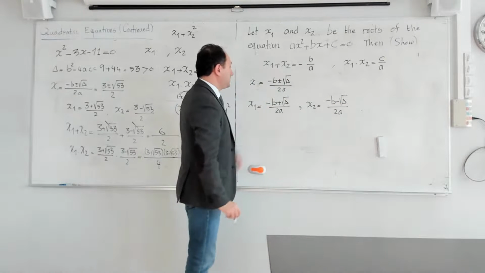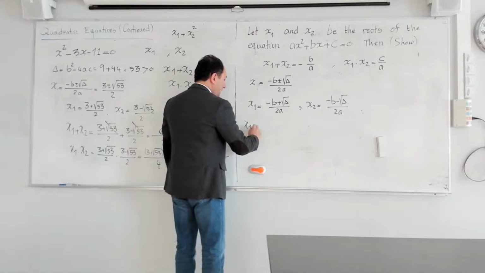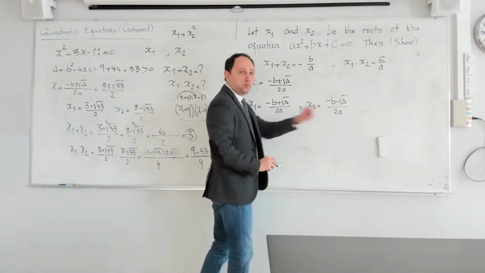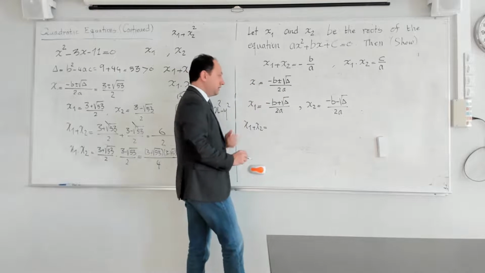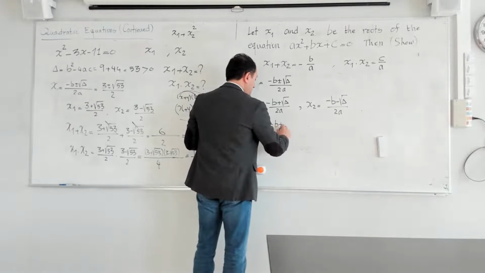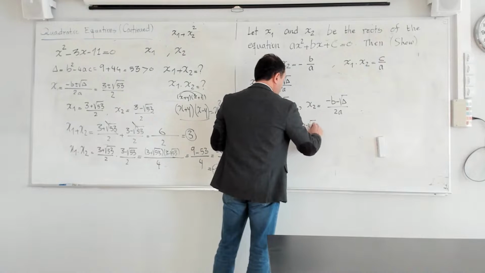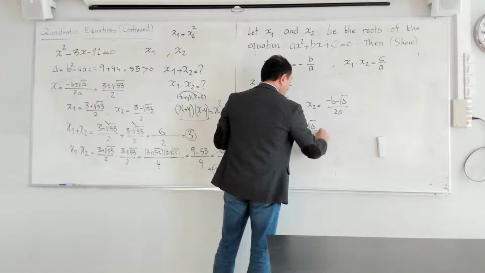Okay, the first question is very simple. I want to add them. So it means that I have to add these two, but algebraically, not numerically. So it becomes minus b plus square root of delta divided by 2a, plus minus b minus the square root of delta divided by 2a.